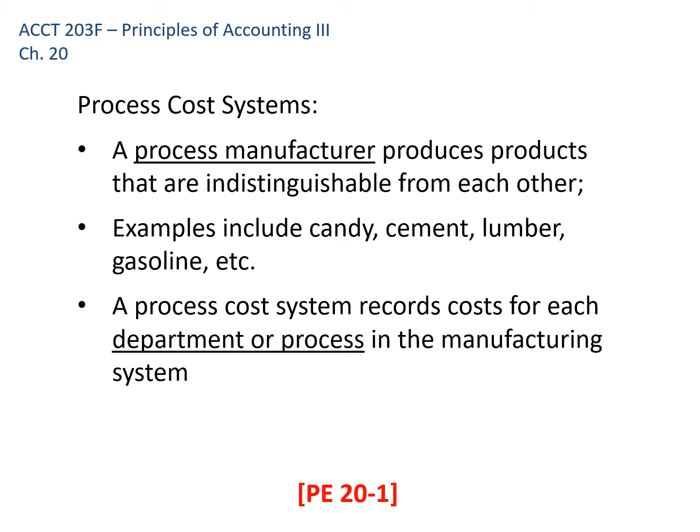So a process manufacturer, remember, produces products that are indistinguishable from one another. So candy, bags of cement, lumber, a business that I had, a lumber mill, and so all of the boards we produced were the same as each other. So we use this type of system, gasoline. Those are all different examples of companies that would use a process cost system. And a process cost system is going to have a department or process. We're going to record the cost for each of those things, okay, for each department.